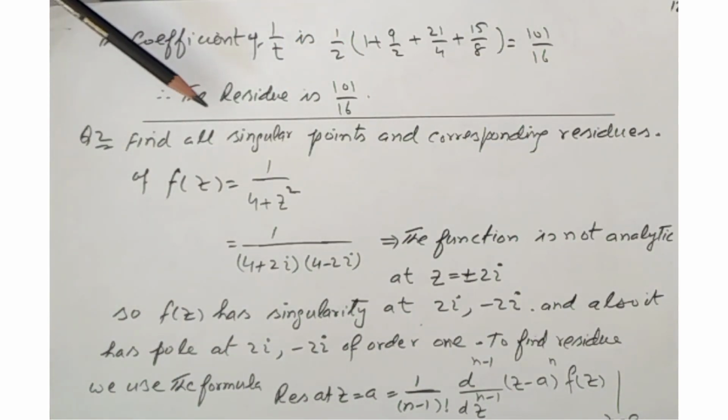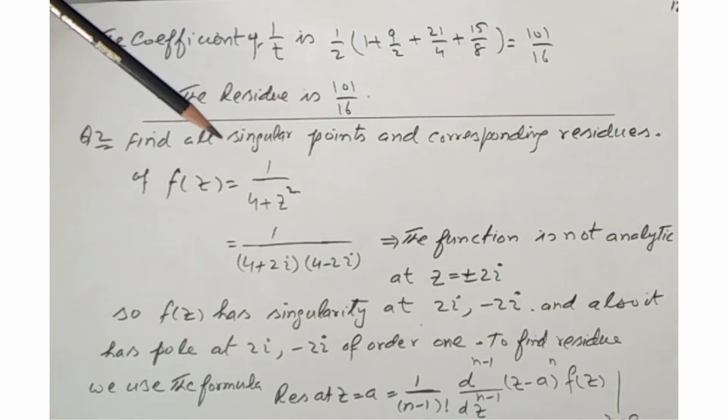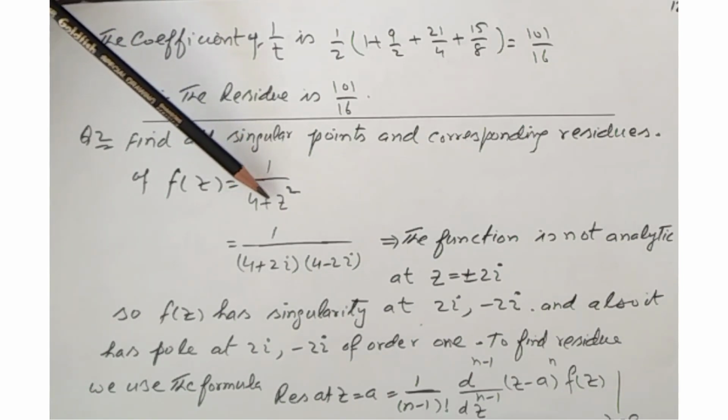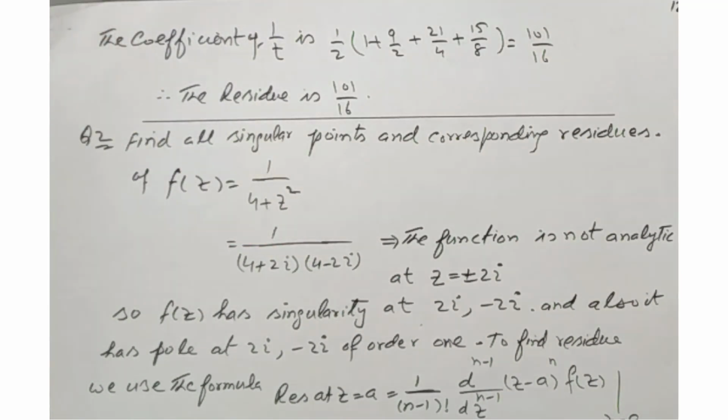Now question 2, find all singular points and corresponding residue of the function f of z equal to 1 by 4 plus z square. So we can write 4 plus z square as z plus 2 iota into z minus 2 iota. This implies the function is not analytic at z equal to plus minus 2 iota.